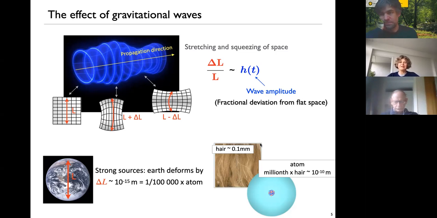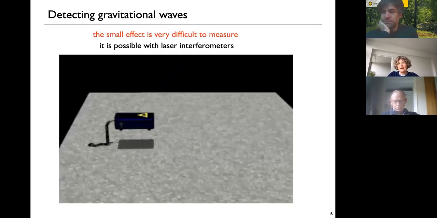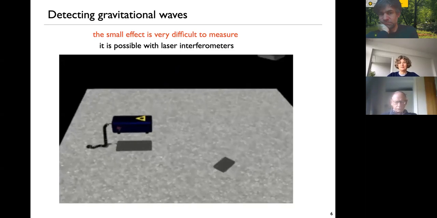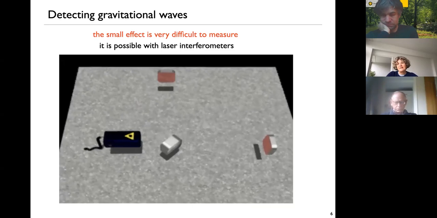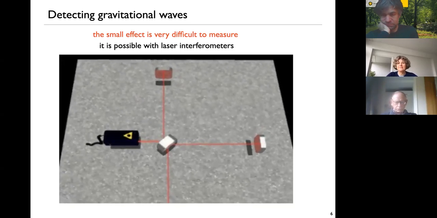So given that estimate, it might seem completely hopeless that we could ever measure gravitational waves. But there are some very sophisticated experimental techniques that allow one to look for very small changes in length. And this is possible with laser interferometers. So here I'm showing an animation of the basic setup and principle behind this.